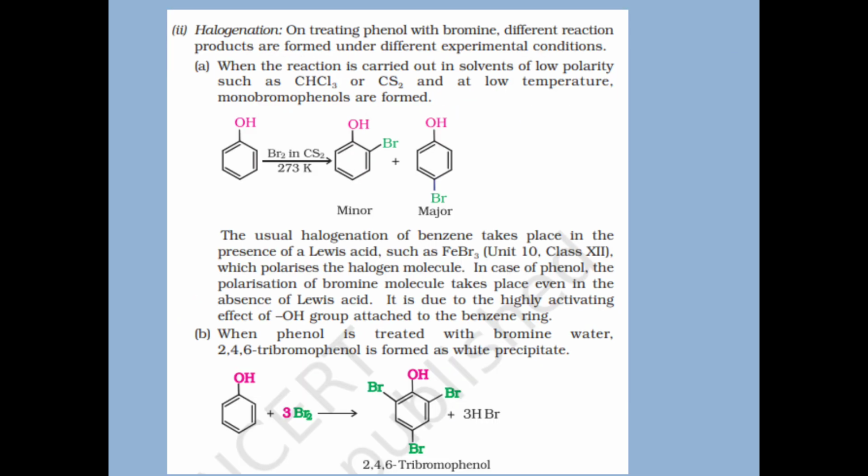Now, the halogenation reaction. If we treat phenol with bromine in the presence of CS2 or acetic acid, it will form the para-bromo product as major and the ortho-bromo as minor. But if we use bromine in water with the phenolic compound, it will give a tri-bromo product. Bromine water will produce 2,4,6-tribromophenol as the peculiar product.